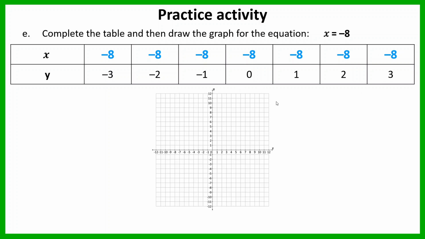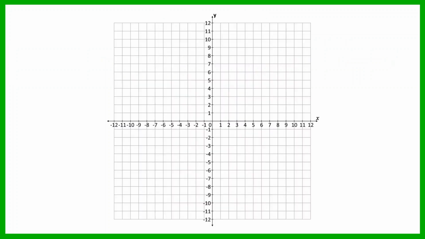So when we go and plot this on the Cartesian plane, it's going to look like this. So our points that we are plotting, the first one is going to be the point -8, -3. Then we've got the point -8, -2. Then -8, -1, -8, 0, -8, 1, -8, 2, and -8, 3. And when we go and draw a line through this, you end up with a vertical line which is parallel to the y-axis. And we label that line with the equation x equals -8.